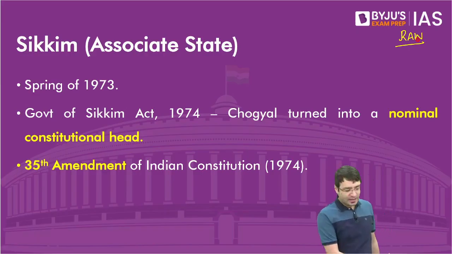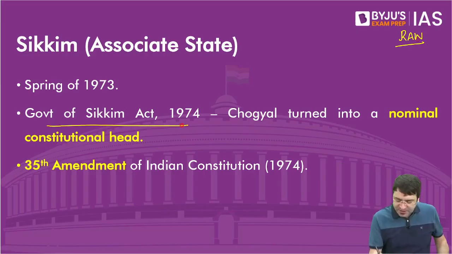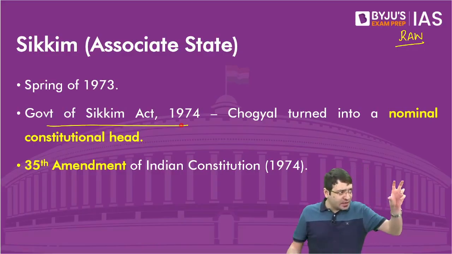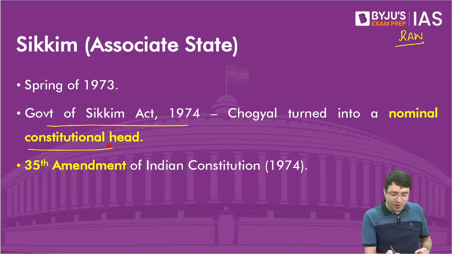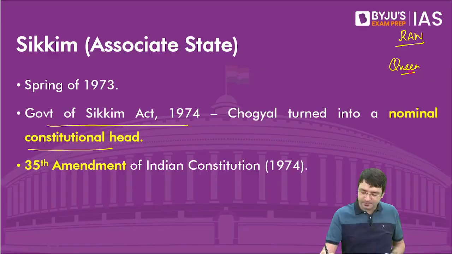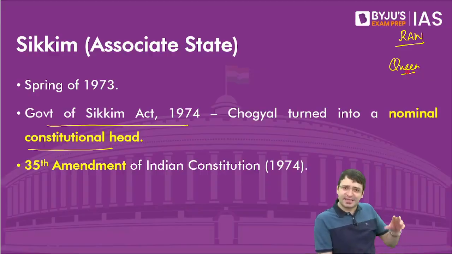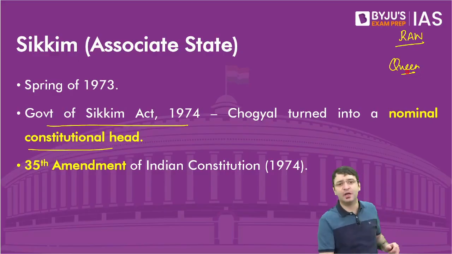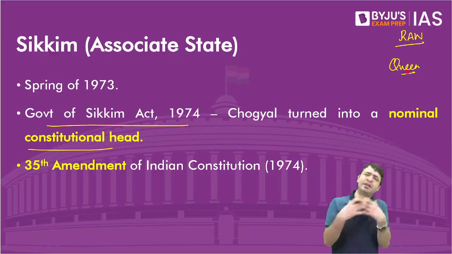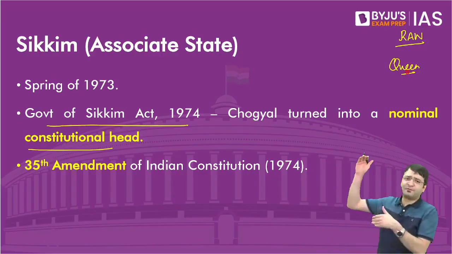They passed a law known as the Government of Sikkim Act 1974, under which this Chogyal, who had all the power, was turned into a nominal constitutional head, just like the Queen of England. In a sense, the real power will be with the Sikkimese parliament. The real power will be with the elected representatives of the people of Sikkim. Chogyal is now a ceremonial head. He's like the Queen of England without any powers. He's just a ceremonial figure, that's it.